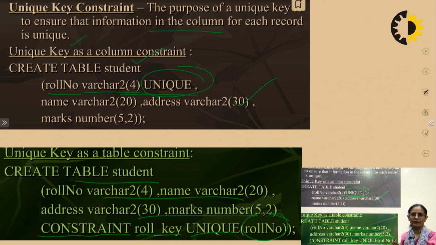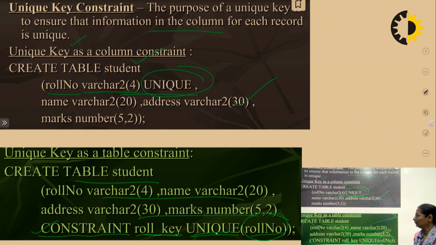First you define all the columns. After that you give a keyword that is constraint. Then the name of the constraint, here the name of the constraint is roll key. And after that, what kind of constraint you want to use? I want to apply the constraint that is unique. On which column you want to apply? That is roll number.